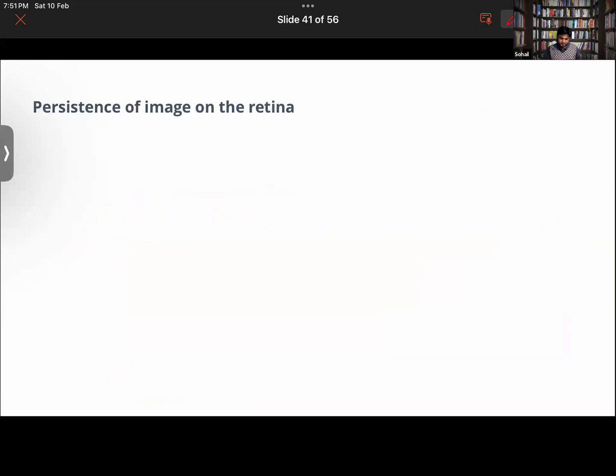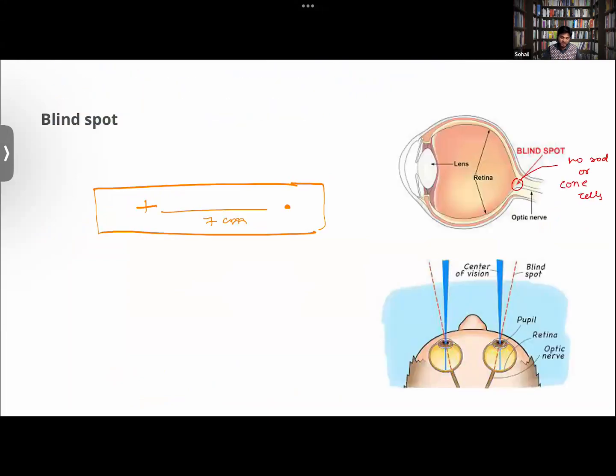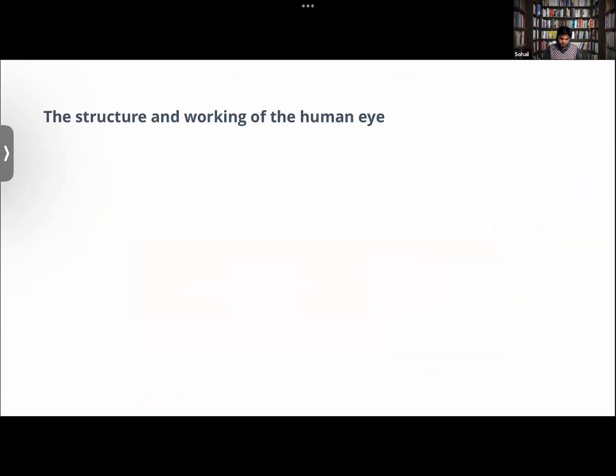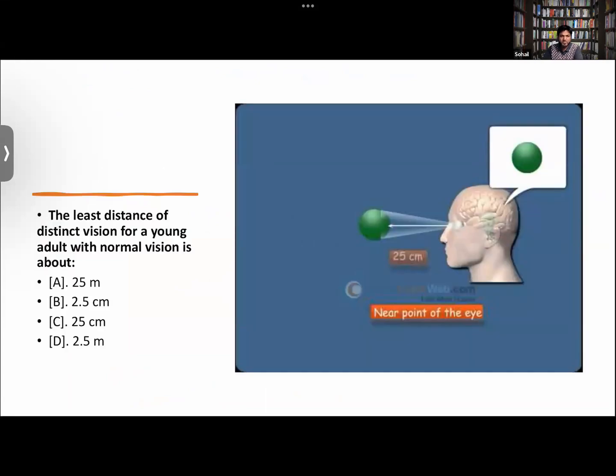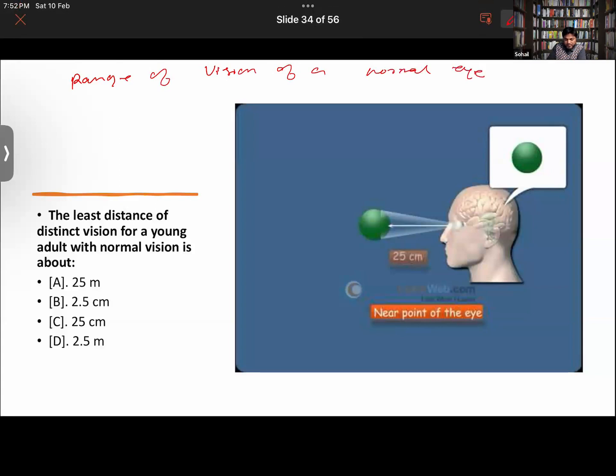Then if someone asks you what is the range of vision of the human eye, distinct vision, the question is what is the range of vision of a normal eye? Someone will say up to a kilometer, someone will say up to a few meters. The farthest point is infinite, right? Meaning that the far point of a normal human eye is at a very large distance.